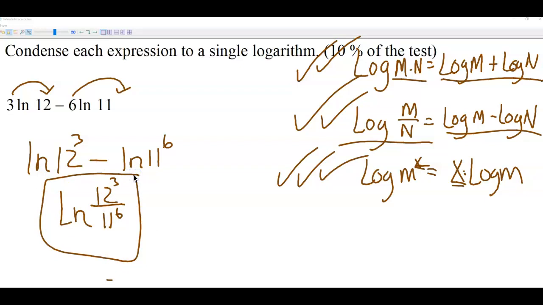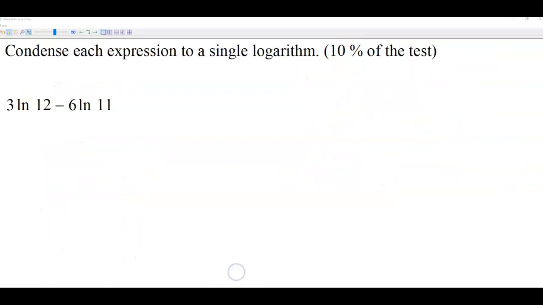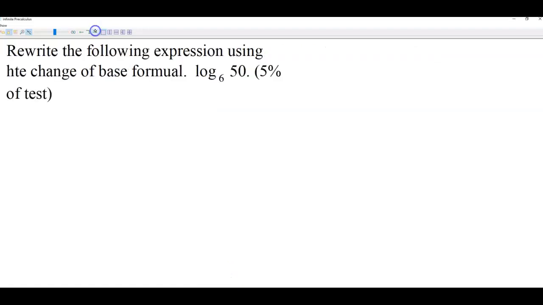Okay, so that's 30% of your test right there, all those things. Let's move on to another problem. This one's only 5% of the test. You'll have one question like this. It says, rewrite the following expression using the change of base formula. So that would be log 50 over log 6, and that's all you have to do. Bang. Pretty simple.